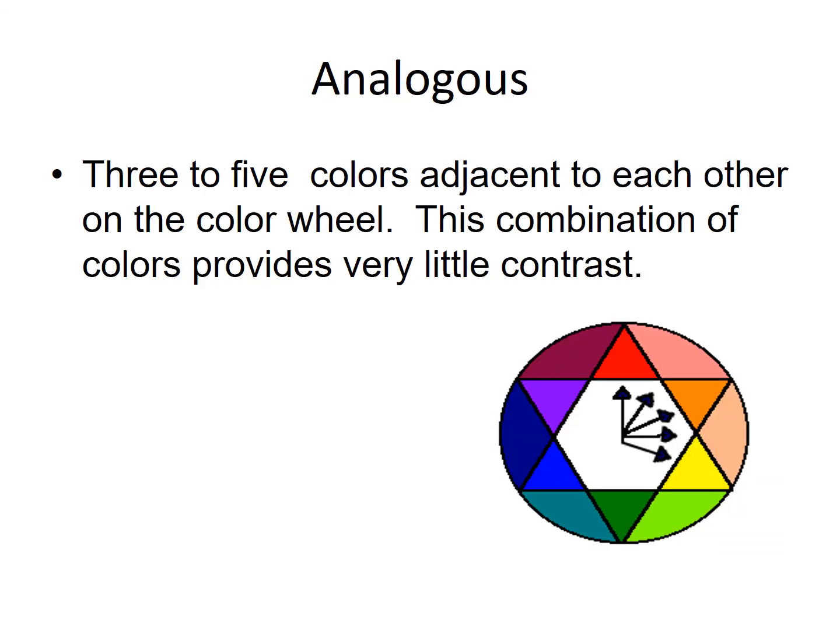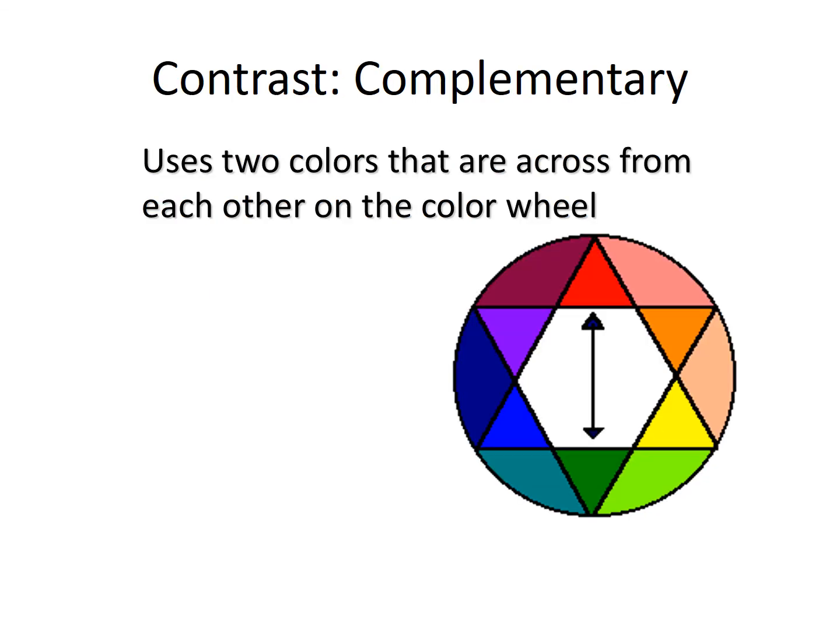Next we have analogous, which is 3 to 5 colors that are adjacent to each other on the color wheel, and this combination does provide very little contrast. It's very, very seamless. So as you see, we have red, and then it goes all the way through to yellow. So it's more of an analogous type of color scheme.